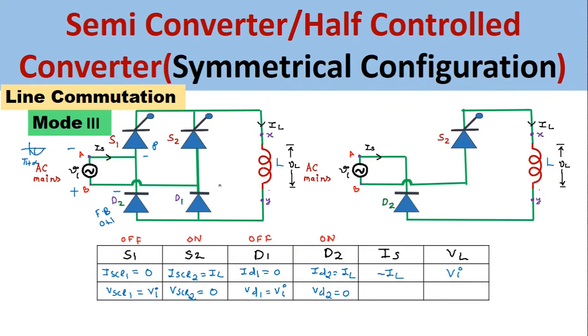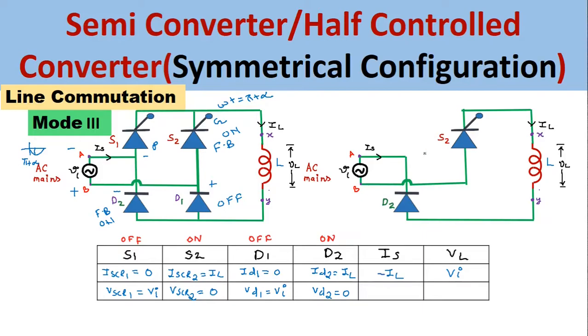Now this positive will go here. That means this S2 will go into the forward bias condition, and this D1 will be in the off condition. So at instant omega t equal to pi plus alpha, this SCR2 is triggered by applying a gate pulse to this gate terminal. So this SCR will go into the on condition at omega t equal to pi plus alpha. Now what is the condition of the devices? Only S2 and D2 will be conducting in this mode. So in mode number 3, SCR2 and D2 will conduct.